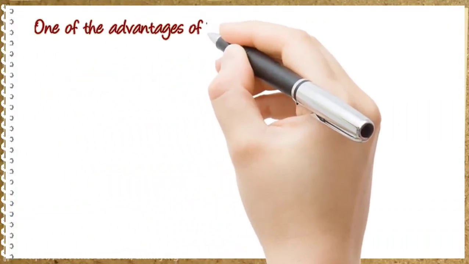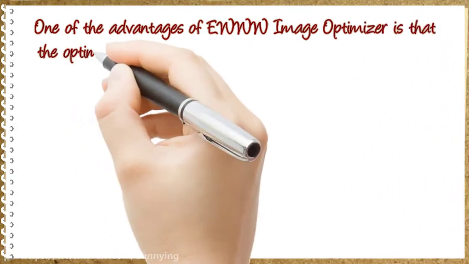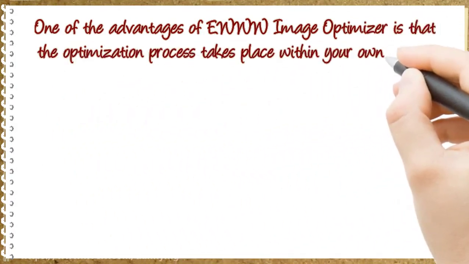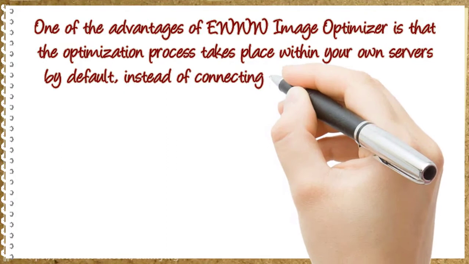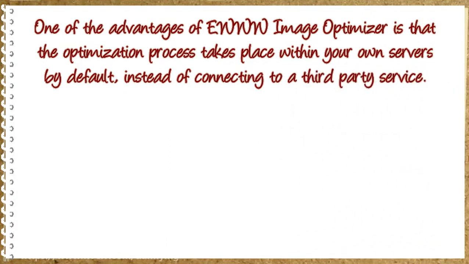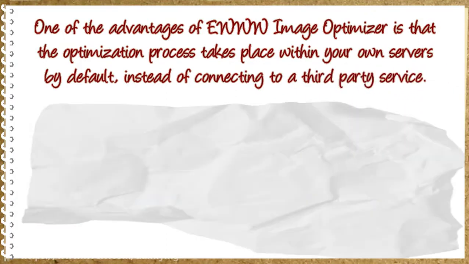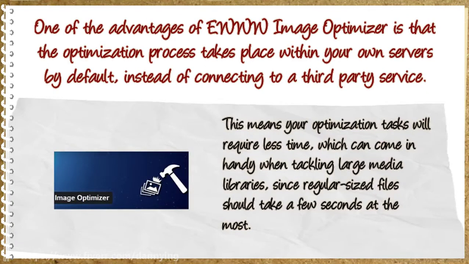One of the advantages of EWWW Image Optimizer is that the optimization process takes place within your own servers by default, instead of connecting to a third-party service. This means your optimization tasks will require less time, which can come in handy when tackling large media libraries, since regular-sized files should take a few seconds at the most.